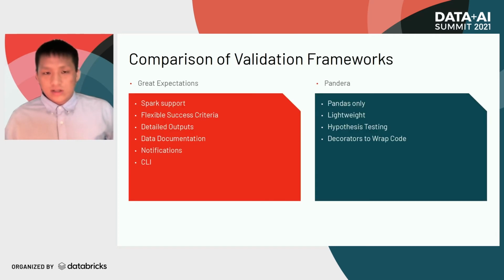So just a quick comparison of validation frameworks. On one hand, we have Great Expectations, which has Spark support. It has a very nice feature that success criteria can be flexible with the mostly parameter, and you can detail what percent of records can fail and still be a success. They have very detailed outputs and data documentation. You can also have notifications in production, like Slack messages, if your data validation pipeline fails. And they also have a CLI that you can use to set up your validations.